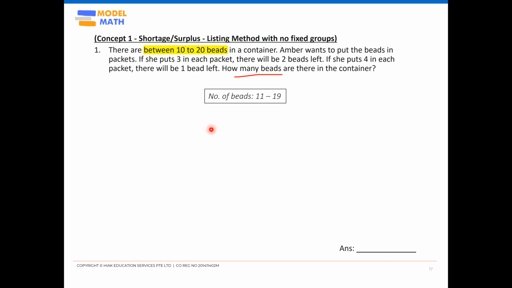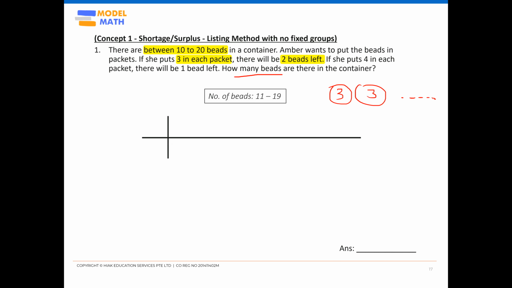Now, first scenario, let's list down for the first scenario first. How do I list it down? I'll list it down in a table form, so it looks like this. We just need to draw 2 lines. Now, if I put 3 bits in every packet, that means 3 in one packet, 3 in another packet. As we can see, in the first scenario, 3 in one packet, 3 in another packet. This goes on and on.